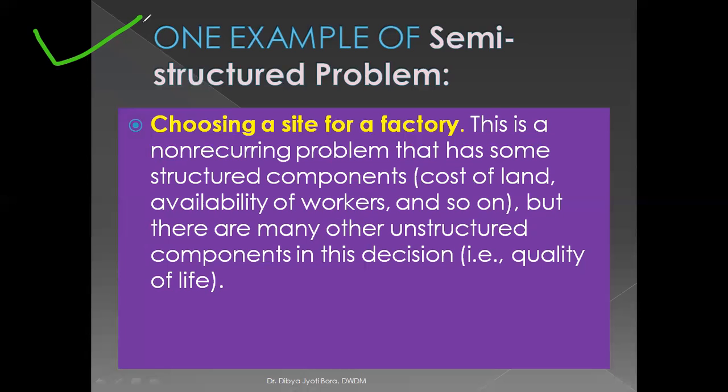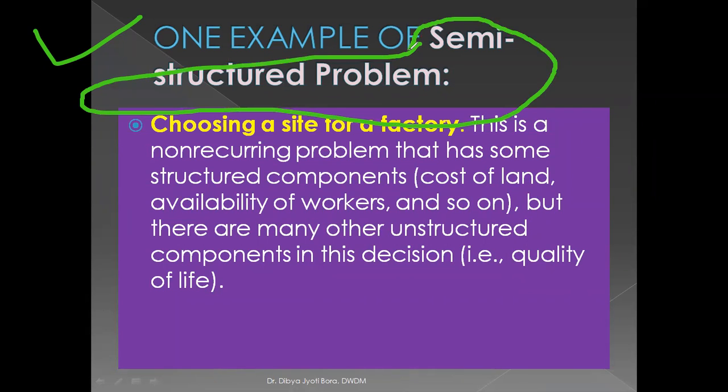So on one side the structure is there, because you pay the price of the land as quoted, that is okay. But on the other side the unstructured part is there, you do not know what the quality of life may be like. So this is a mix of one structured component and another unstructured component. Both of them together make this a semi-structured problem.